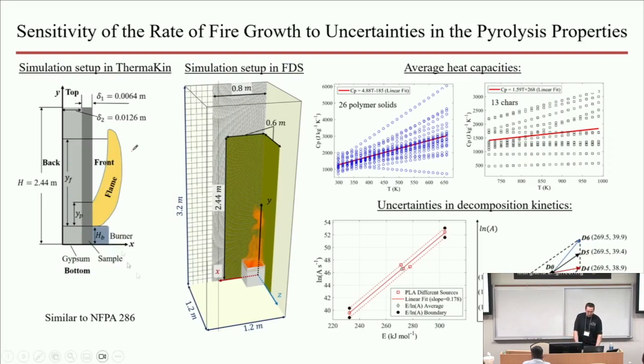So if you look at sets of data, what we've done is we looked at sets of A's and E's for presumably the same material. Here is an example: polylactic acid. There are several studies out there that measured those A's and E's, and if you look at this old data, you see a lot of scatter. In fact, you see about 12 orders of magnitude in A and about 70 kilojoules per mole in E, which is tremendous. It's really kinetics that basically includes just about any material you can find, more or less.